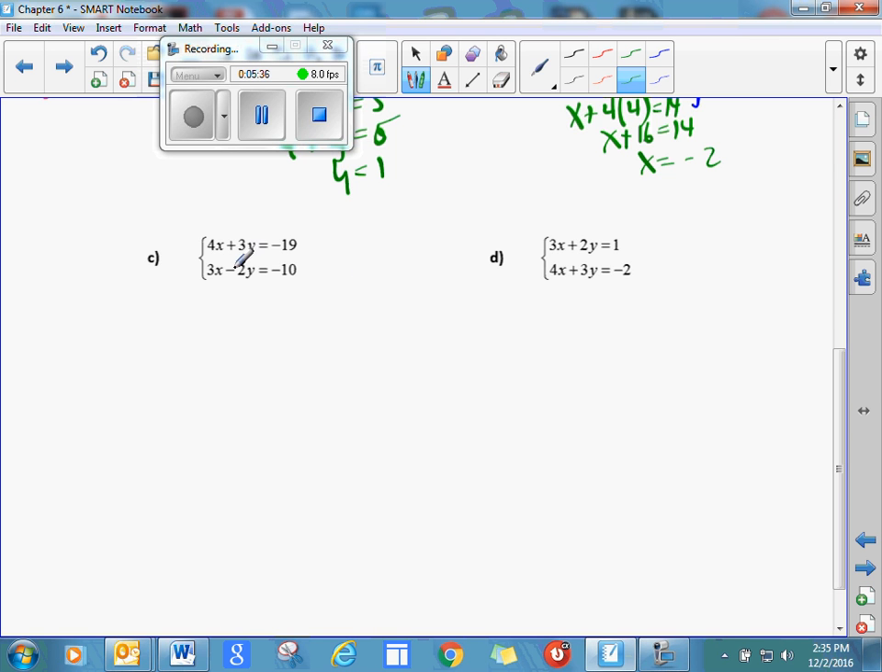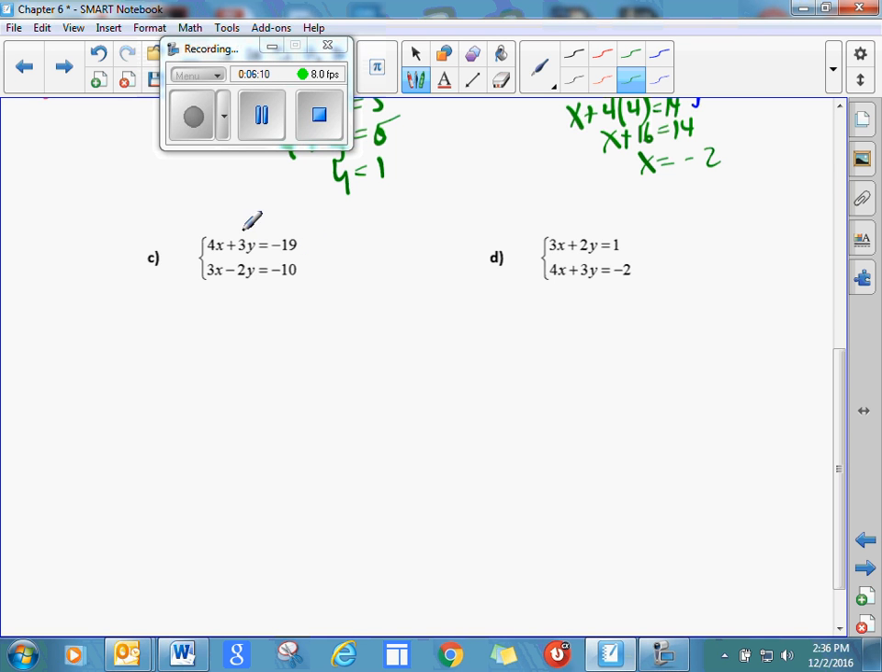On C, it's not obvious that we can just multiply one of these equations by anything and have something cancel out. So I don't have a variable without a coefficient. I'm really going to need to find a common multiple, something that I can multiply both equations by and get it to cancel out. It's important that I say right here that you don't have to multiply both equations by the same number. You just have to multiply each term in the equation by the same number.